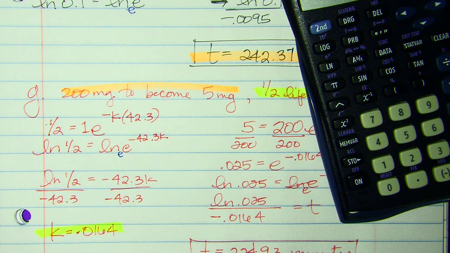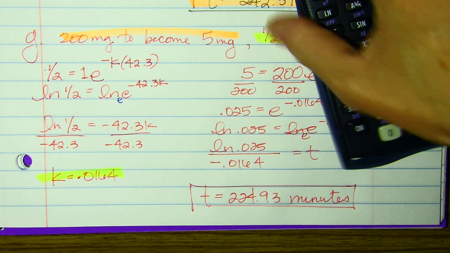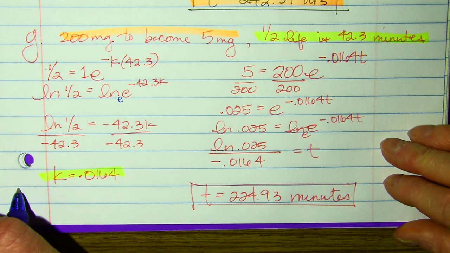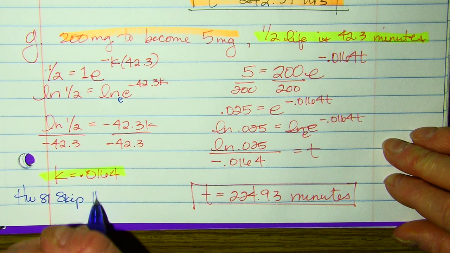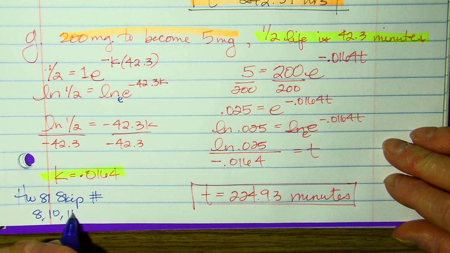So your homework, you are going to skip the following. For homework 81, skip numbers 8, 10, 18, 20, and 23.